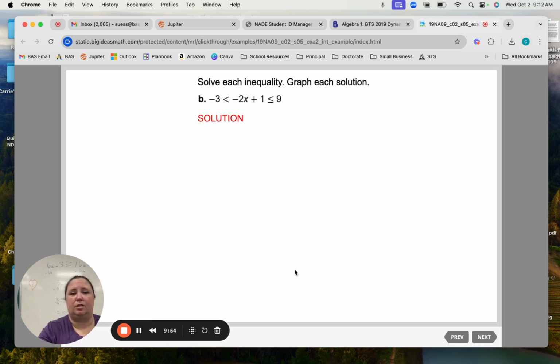All right, so let's do the second one. It's always in between when it's an and. If it's an or, it's always on the outsides. Just make sure your signs are facing the correct direction.